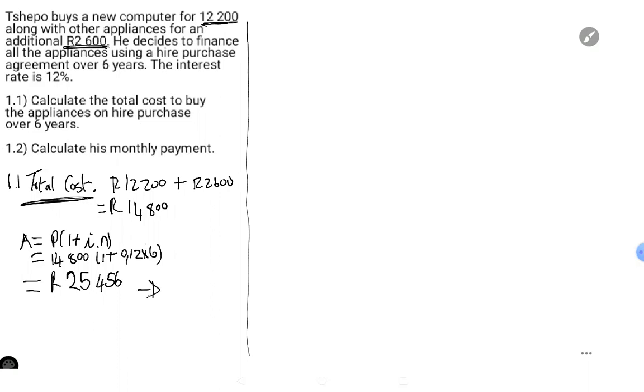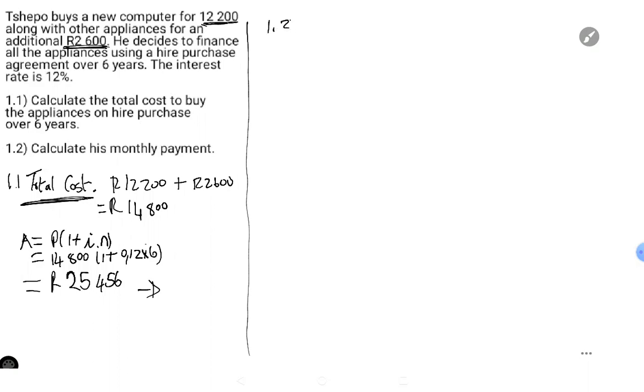And remember, the most important thing to remember here is that hire purchase is simple interest, same formula. Always remember that, don't mess it up. All right, so let's go to 1.2.